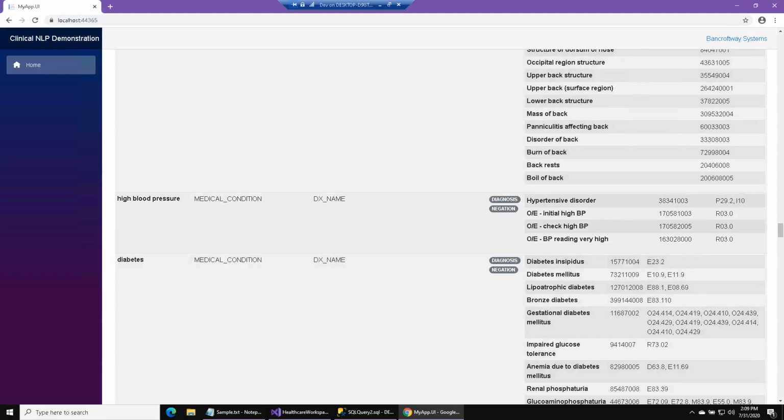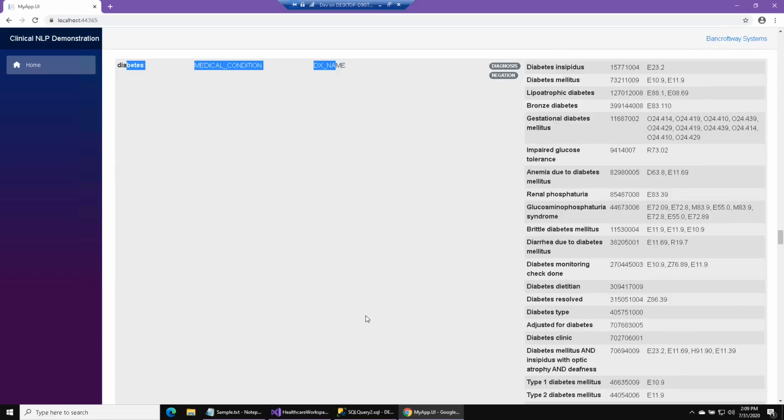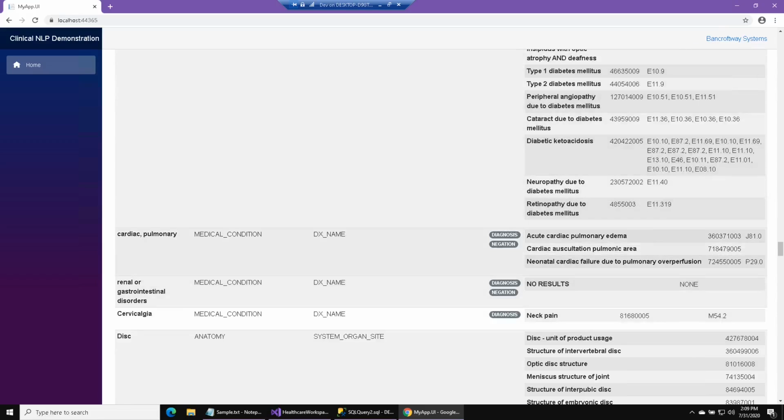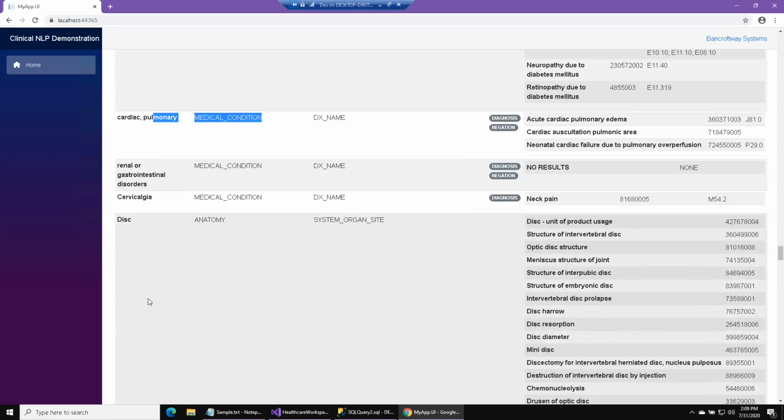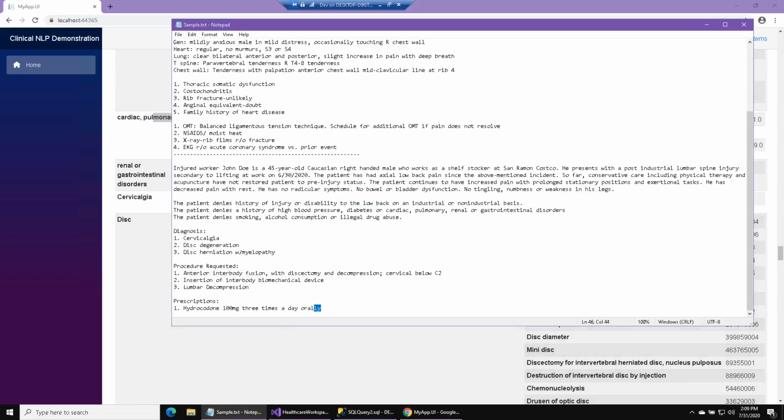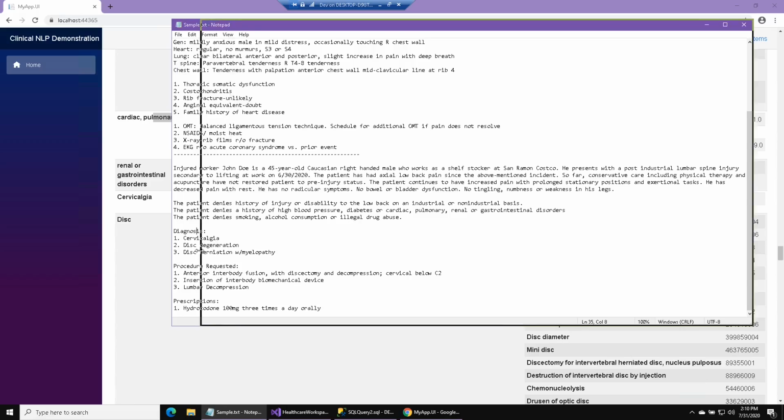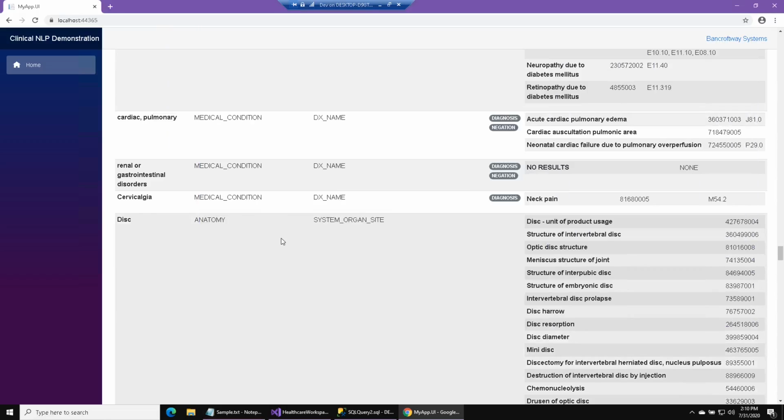The patient is denying high blood pressure. The patient is also denying previous diabetes and no cardiac or pulmonary issues, no renal issues. Now here we get down to the diagnosis area. The clinician has made this as a diagnosis. Unfortunately, we couldn't really find a code for this.